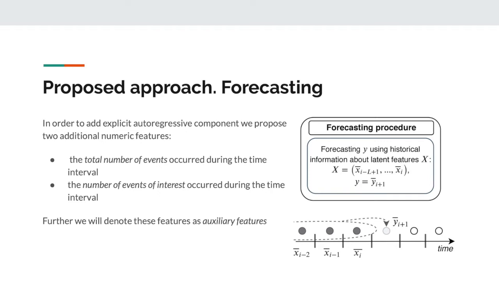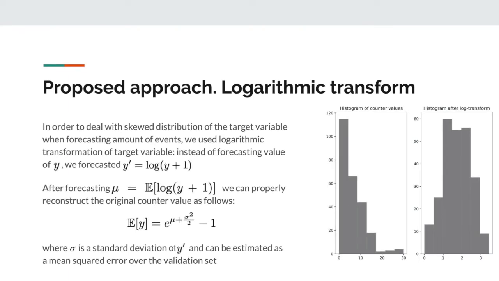quality of forecasting. One more thing we need to do is perform a logarithmic transform of our target variable, because in the task of forecasting the amount of events, the target variable is a counter, and hence it has a skewed distribution, close to Poisson distribution. And to reduce the skewness of this distribution, we perform a logarithmic transform. On the picture, we can see the results of the transform. And after the transform, the original value of the counter can be restored in the following fashion.